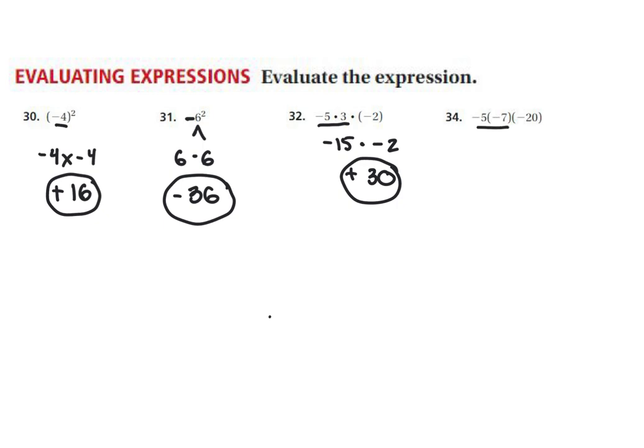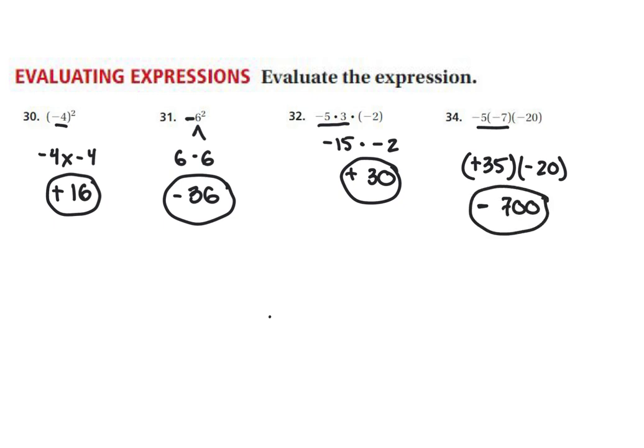Let's start 34 by multiplying the negative times the negative. That's going to be a positive, and 5 times 7 is 35. We're going to multiply that times negative 20. A positive times a negative, the signs are different, so that's going to be a negative. And then 35 times 20 is 700.